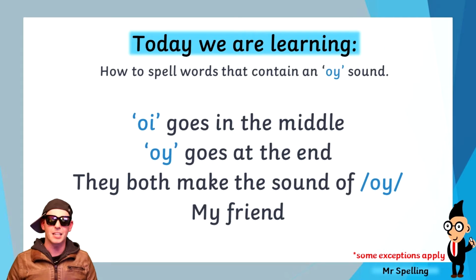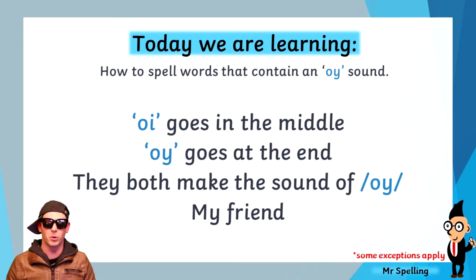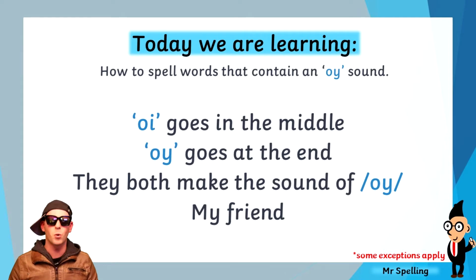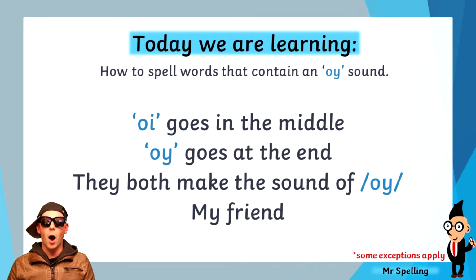And that brings us to today's spelling rule. Today's spelling rule will teach you which oi sound you use when. And today's spelling rule goes like this. OI goes in the middle, OY goes at the end. They both make the sound of oi, my friend. Now that was our spelling rule for the week.